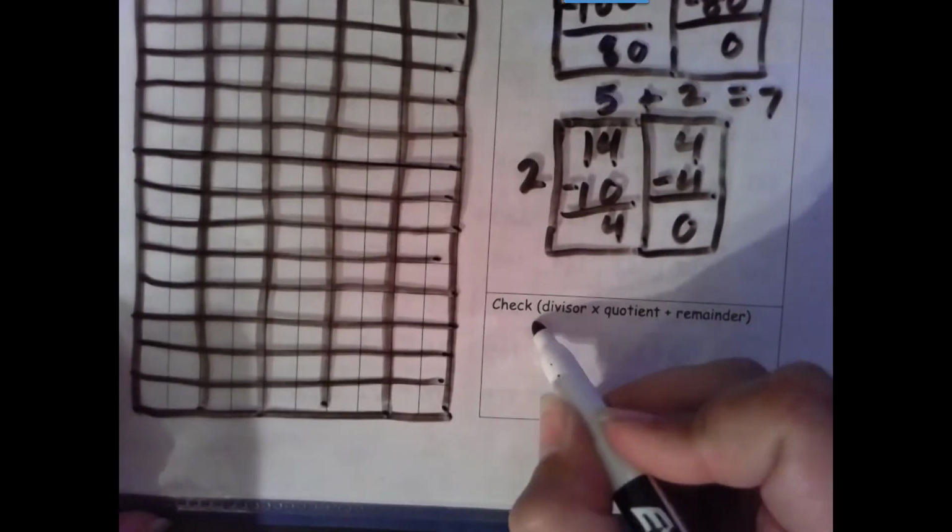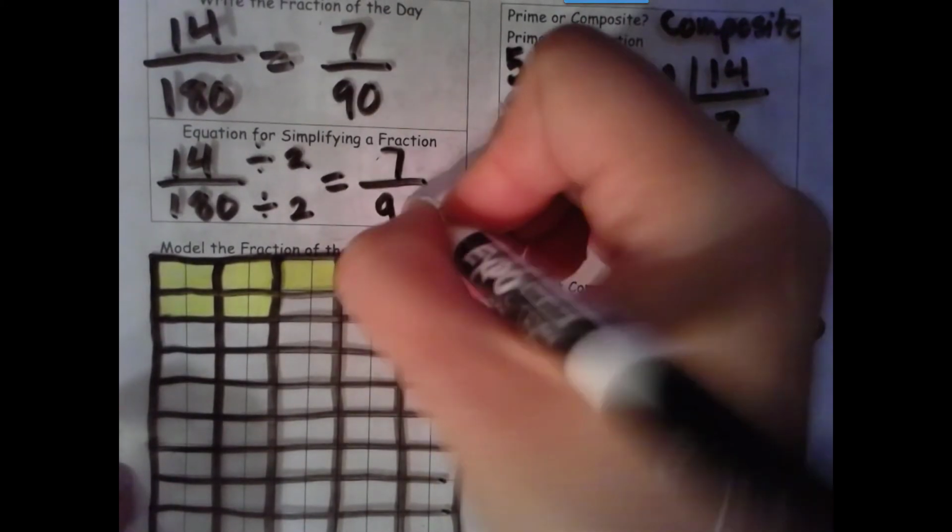All right, now we have to check. Divisor times quotient plus remainder. But since on both of these our remainder is 0, and the identity property says when you add 0, it stays the same, we don't need to worry about that. Okay. 2 times 0 is 0. 2 times 9 is 18. 2 times 7 is 14. 180 matches my dividend here. 14 matches my dividend here. So they both check. That means my numerator is definitely 7, and my denominator is definitely 90.